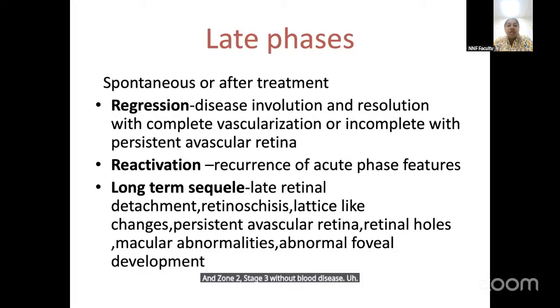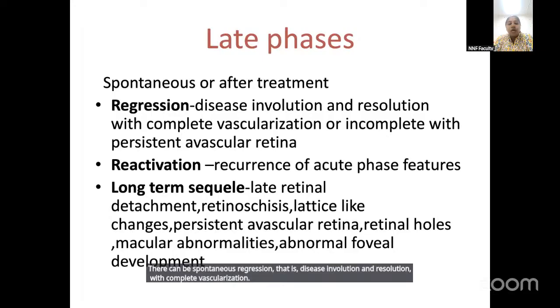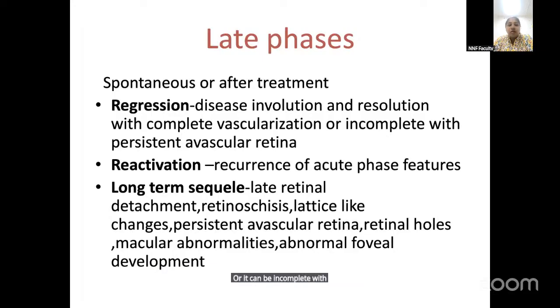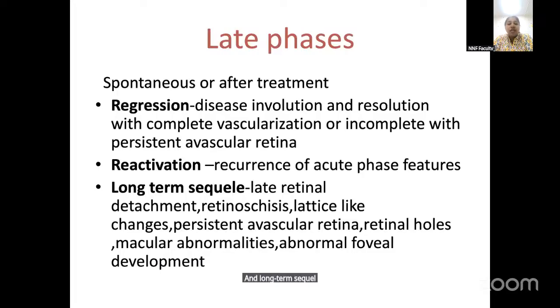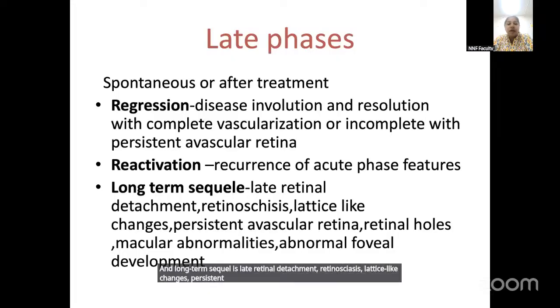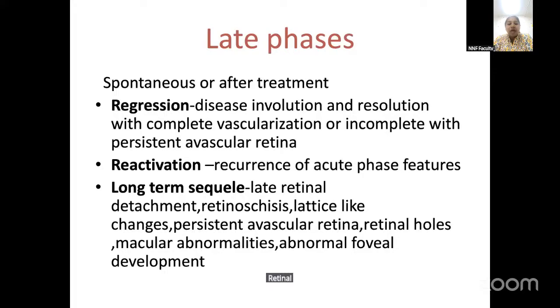The late phases are spontaneous or after treatment phases. There can be spontaneous regression, that is disease involution and resolution with complete vascularization, or it can be incomplete with persistent avascular retina. There can be a phase of reactivation even after a spontaneous regression or treatment, that is the recurrence of acute phase features. And long-term sequelae are late retinal detachment, retinoschisis, lattice-like changes, persistent avascular retina, retinal holes, macular abnormalities, or abnormal foveal development.